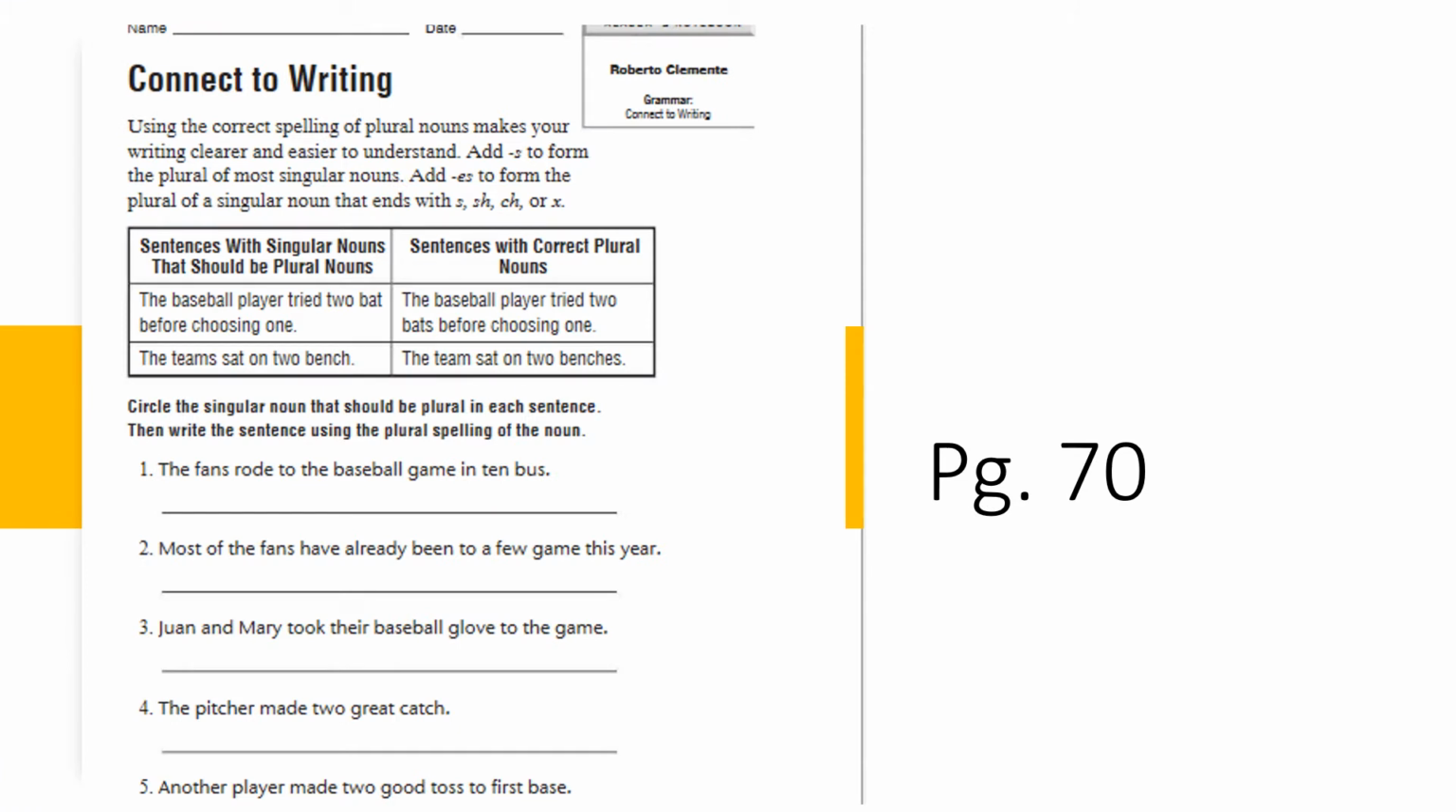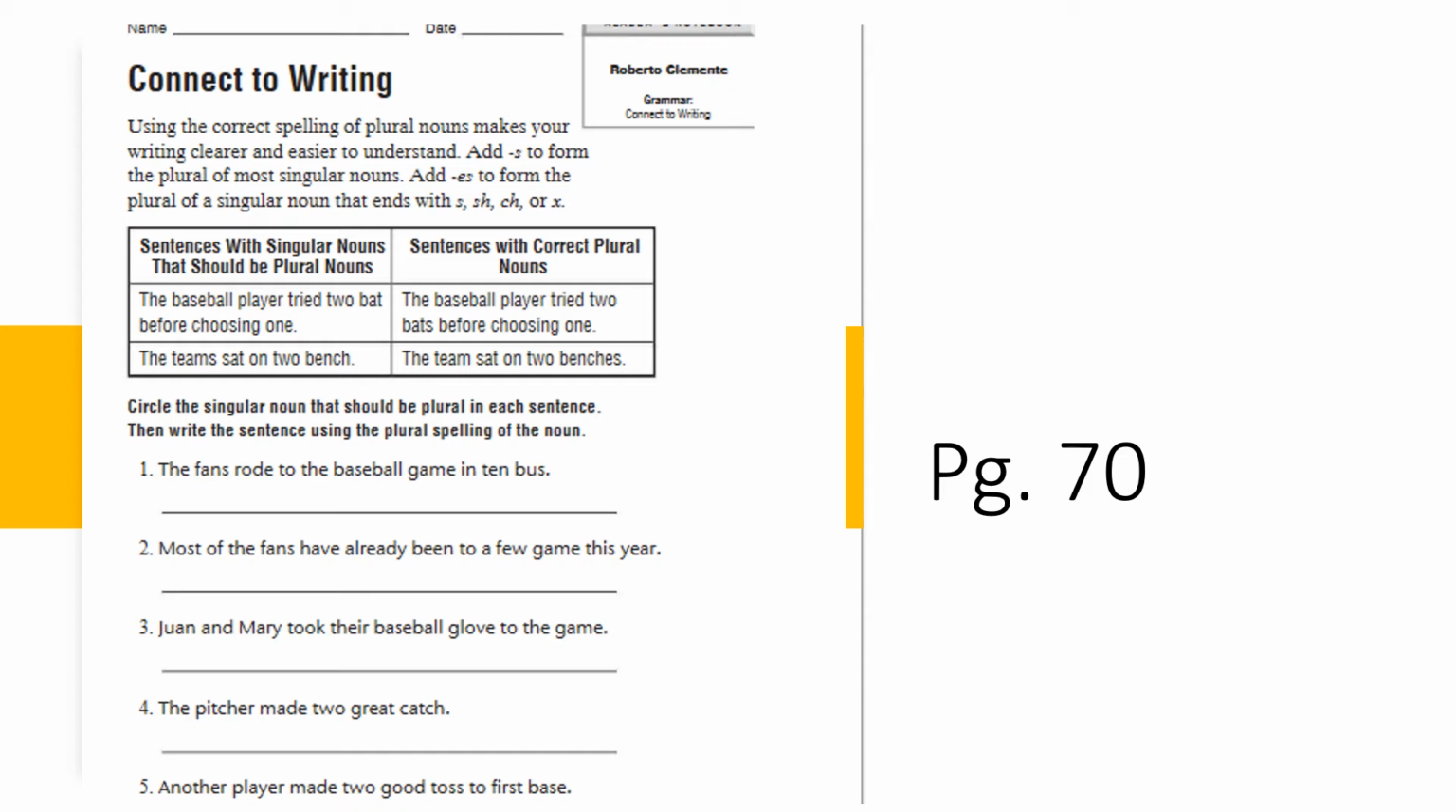Our second page is page 70. Here, in every sentence, there's a mistake. One of the nouns should be plural. It's written singular, but it should be plural. Remember, you have to add an s sometimes to form a plural noun, and sometimes you have to add an es if the noun ends with an s, an sh, a ch, or an x. So read these 5 sentences well and find the noun that should be plural and not singular.